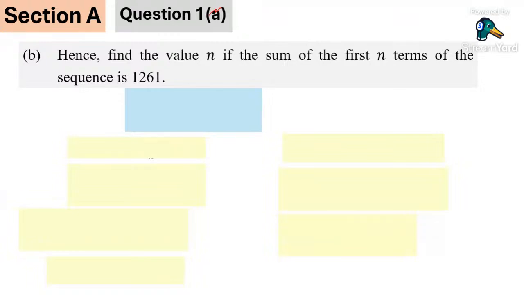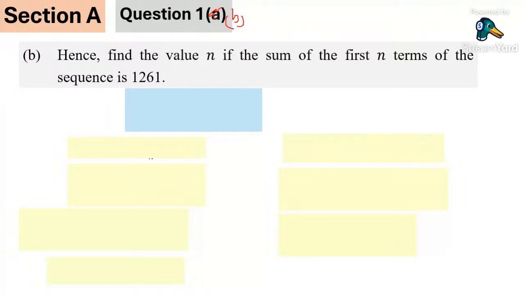Question B. 1B. The question says, hence, find the value of n if the sum of the first n terms of the sequence is 1261. So the word hence is trying to tell you to make use of the previous answer. Previous answer we have is the value of A and B.